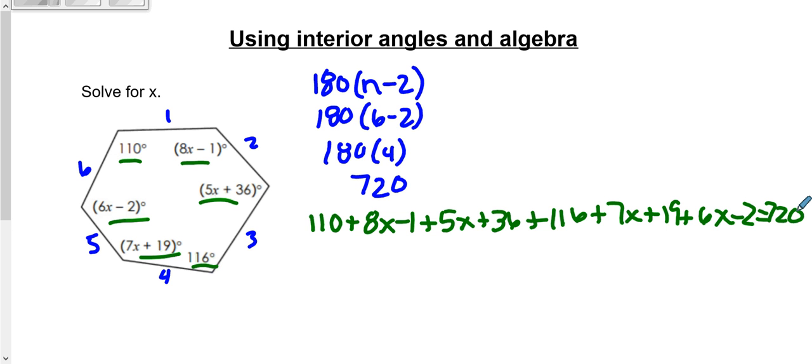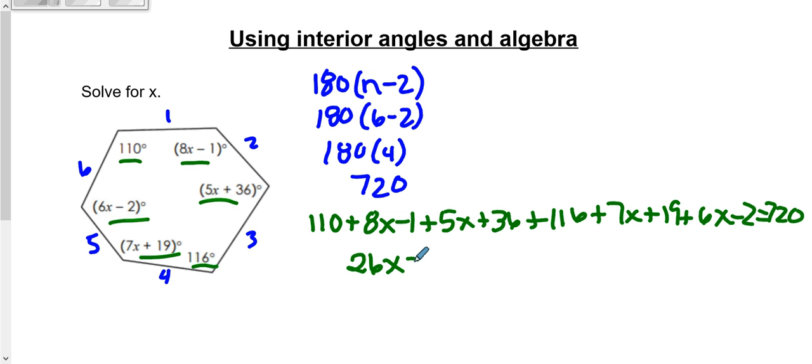So you're going to get 8x plus 5x is 13x. 13x plus 7x is 20x. 20x plus 6x is 26x. So we now got 26x.